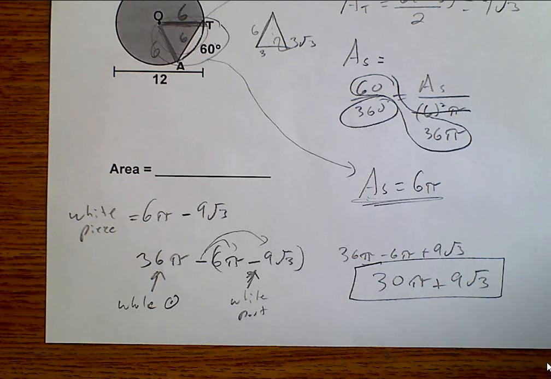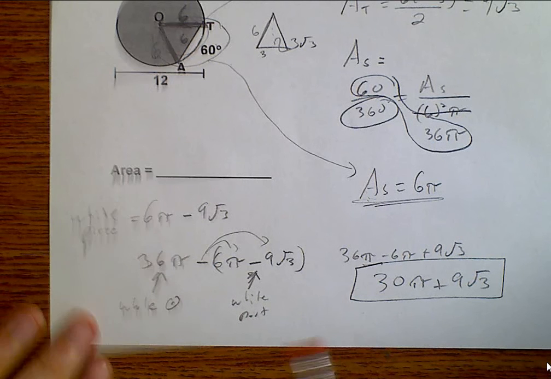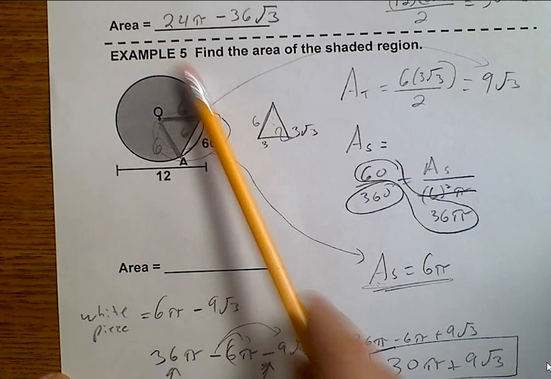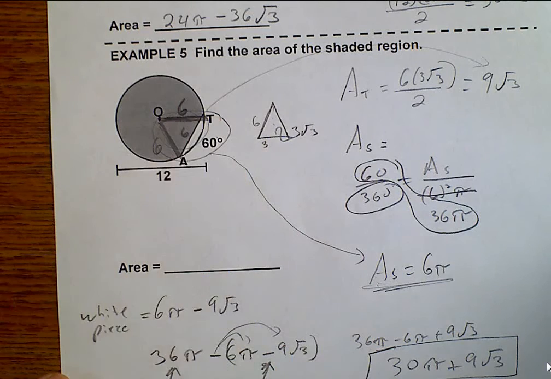Now this was just one way to find the area of the shaded region. We also could have found the area of this sector and added the area of the triangle, and we would have got the same thing.